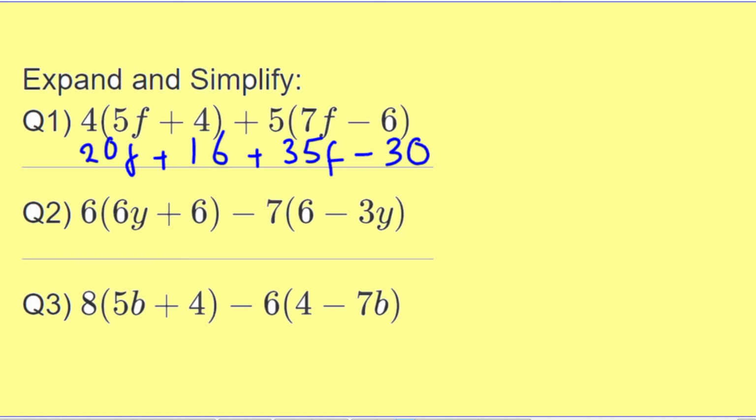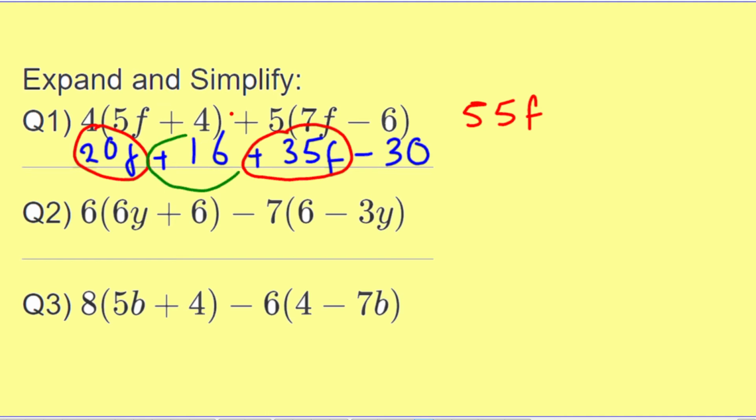Okay, and now we're going to simplify this. 20f, taking the sign in front of that, plus 35f, because we've got a plus there, it's going to give us 55f. And now we've got positive 16, take away 30. So 16 take away 30 is going to take us into the negative numbers. So now this symbol is going to be a minus, and it's going to take us to negative 14.